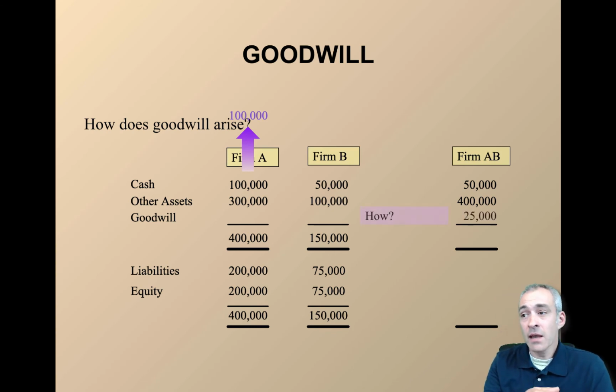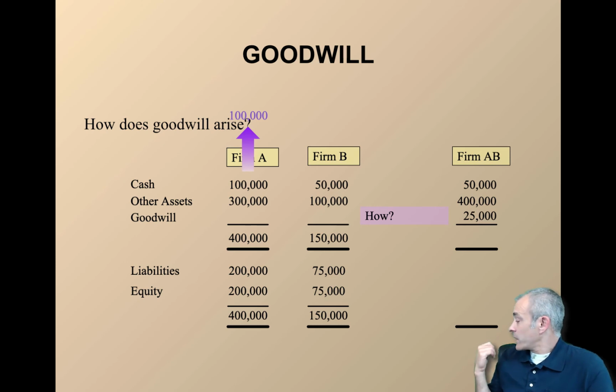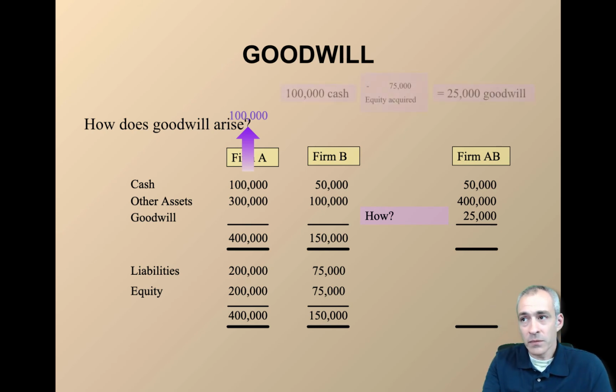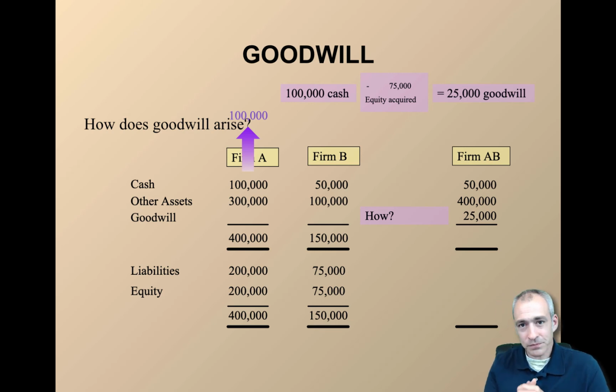$400,000 other assets and $25,000 of goodwill. Why? Well, take a look down at the equity of firm B. It was $75,000. Well, we paid $100,000 for a firm worth $75,000. That's where it came from, right? So $100,000 of cash minus the equity we acquired means we overpaid $25,000, and we didn't necessarily overpay. They might be worth it. It might be a really good company that we just need to get our hands on. A competitor, maybe even. Right?